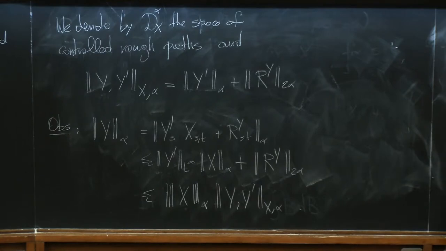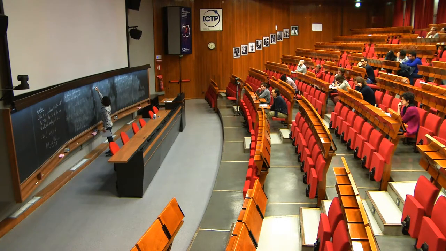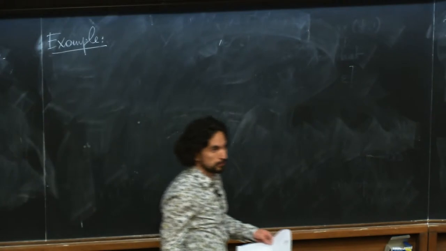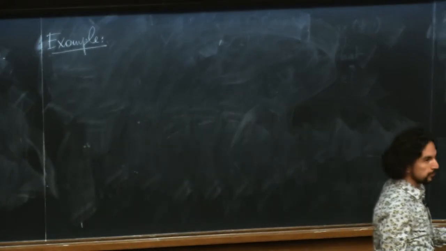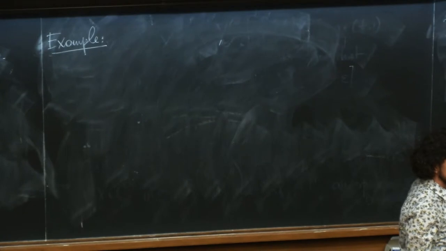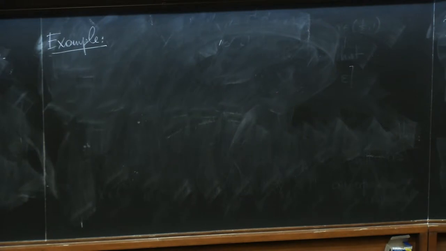So an example, this actually covers the case which motivated us to introduce the notion of controlled rough paths. I have until 4, actually. I said 1.5 hours. Here it says until 4. Sorry? Oh, they asked me 1 hour or 1.5 hours, and so sorry about that. Okay.